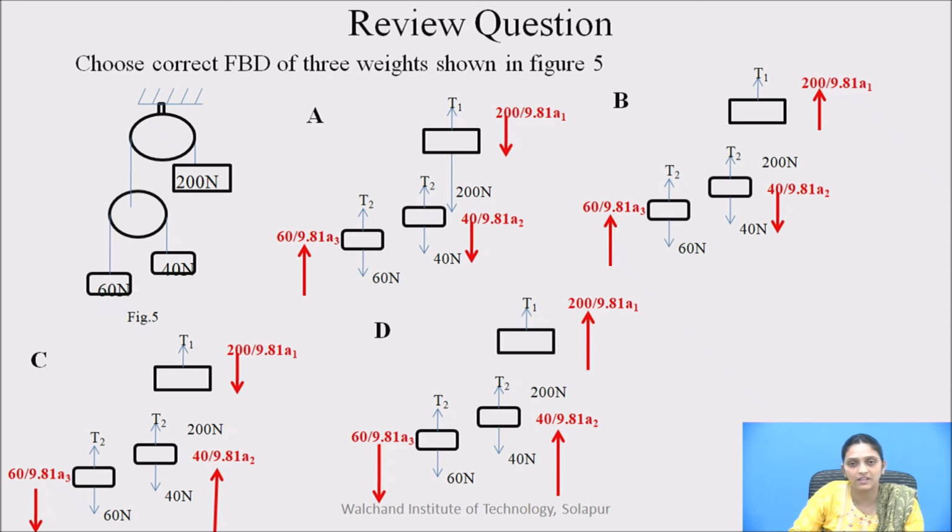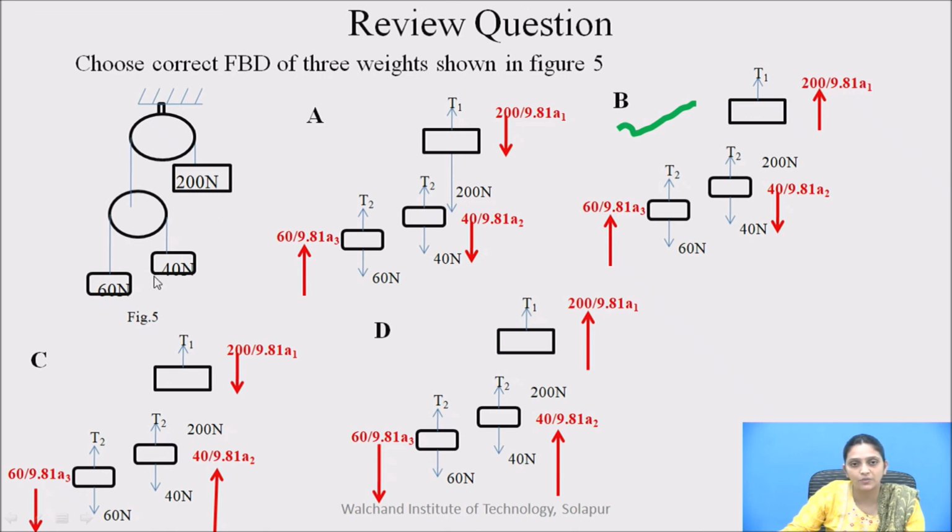In the red color arrow, the MA force is shown to you. So simply you have to decide in which direction the MA force will act. The correct option is option B. Let's see why. Because this 200 Newton force will move downward because it is heavier than the other block. So as it will move downward, the inertia force will act in the opposite direction of motion, that is upward. Now by considering these two forces, 60 and 40 Newton, 60 is heavier than the 40 Newton. So 60 will move downward and 40 will move upward.